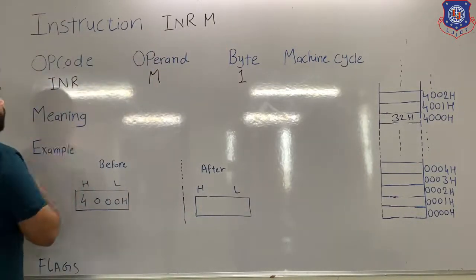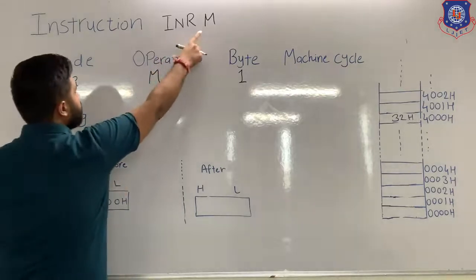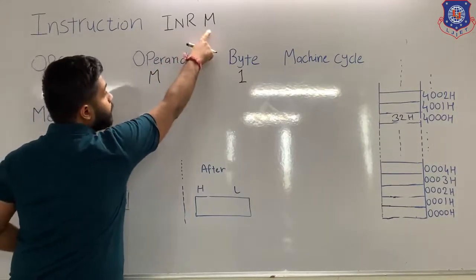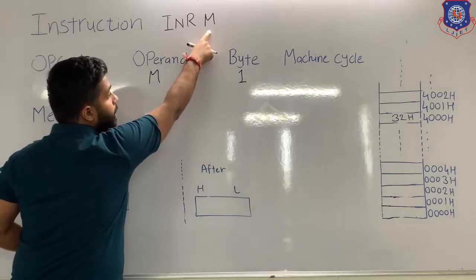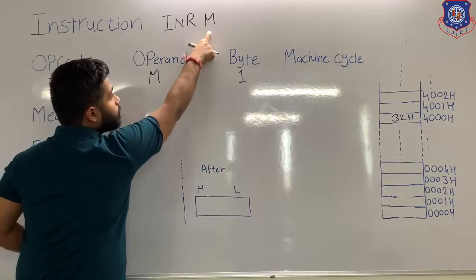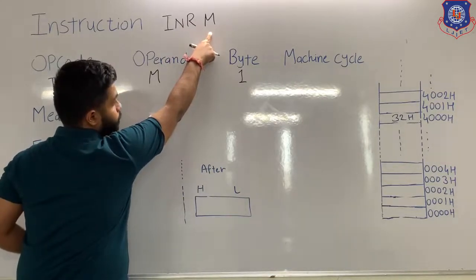Now let's see the meaning of the instruction. INR M means increment the content of memory location by 1. Increment the content of memory location by 1 and the answer will be stored in the same memory location.